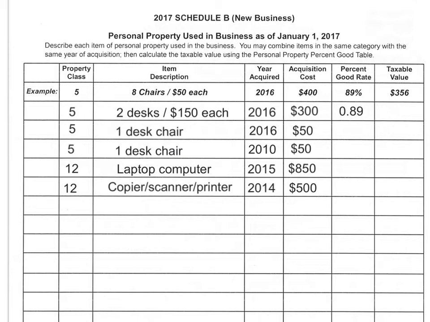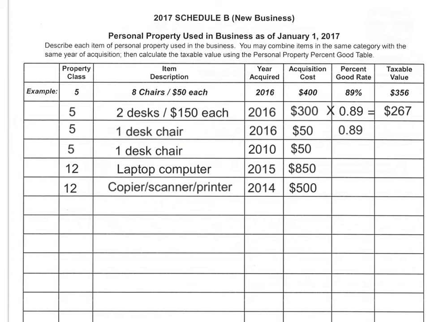Coming back to our Schedule B, we will list under percent good 0.89. If you multiply 300 by 0.89, it gives you $267. This is the taxable value of the 2 desks for this filing period. The next item in our example is a desk chair. This is also in class 5 and was acquired in 2016, so the percent good rate is also 0.89.